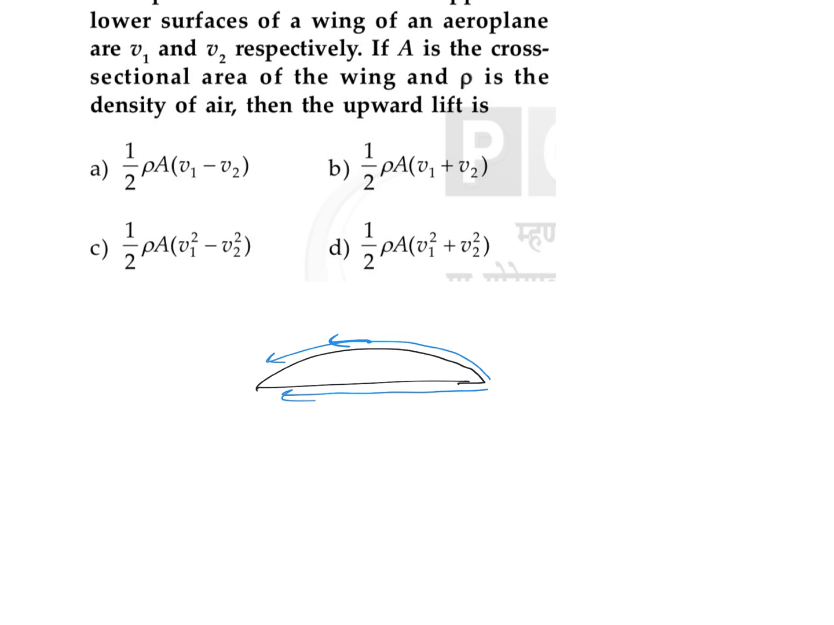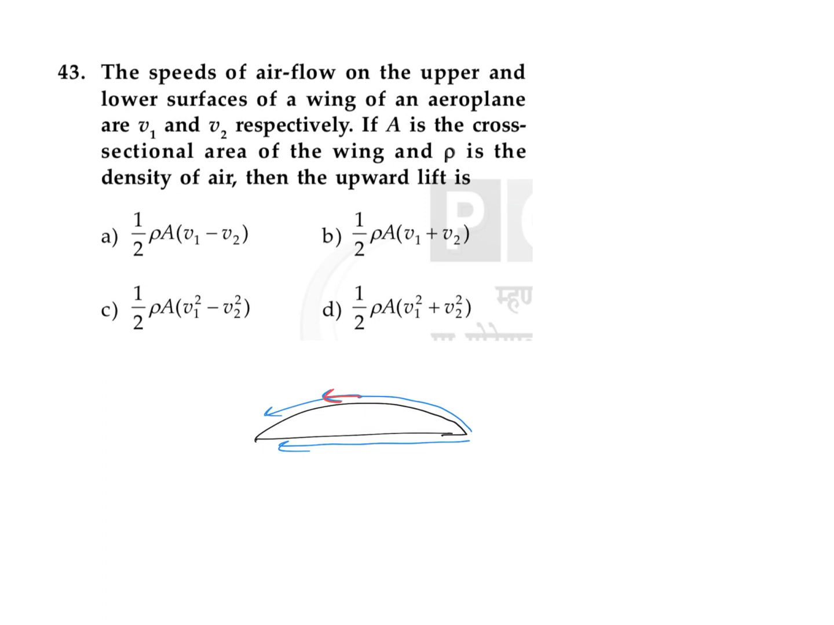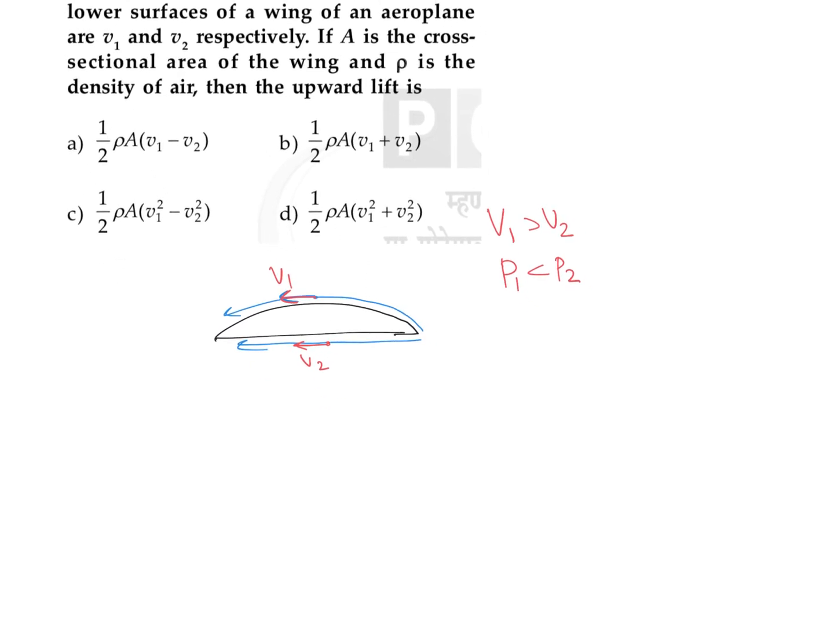And the velocity on the upper surface will be more as compared to that of the lower surface. According to the question, it is given that the speed of airflow on the upper and lower surfaces are V1 and V2 respectively, and we know that the value of V1 is greater than that of V2. Because of that, pressure at point 1 will be less than pressure at point 2. Now our aim is to find out the net uplift over here.